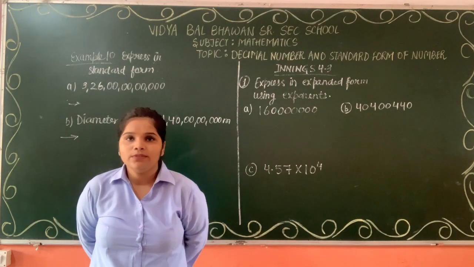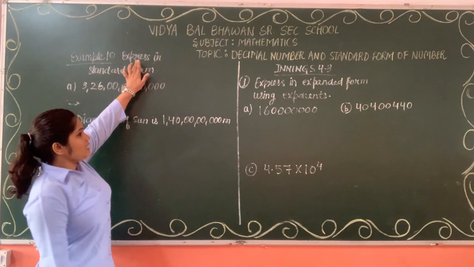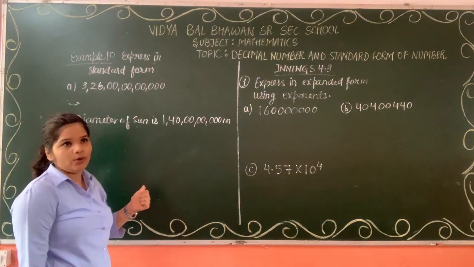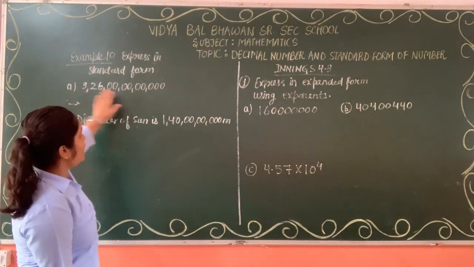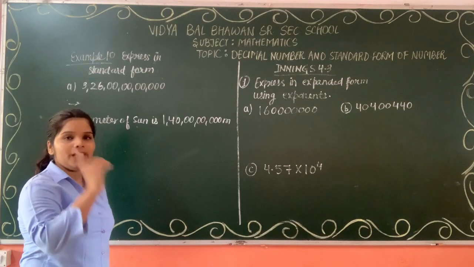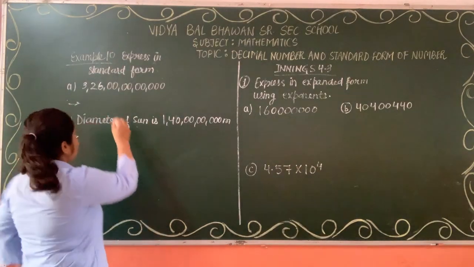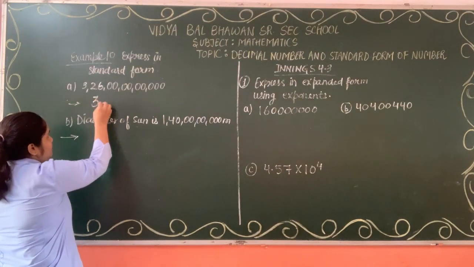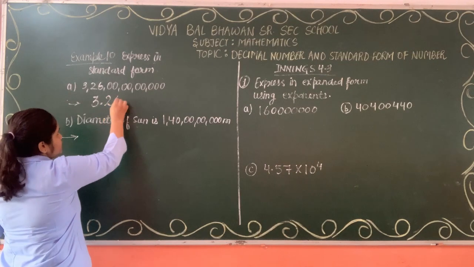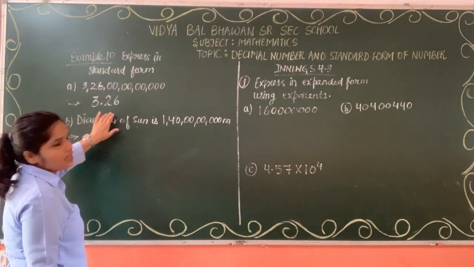Let's move to some of the questions and examples. Example number 10. Express in standard form. We have just done the same questions. Like you are having a larger number, change it into standard form. For that, place the decimal just after the first digit from the left side. So, decimal will be placed after this 3. 3.26. Write all the non-zero numbers, 3.26.